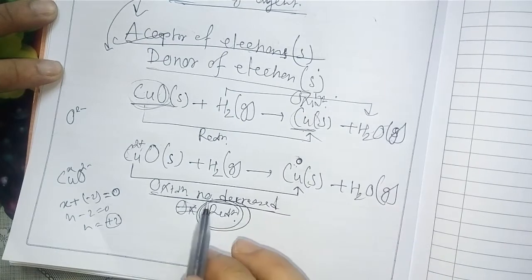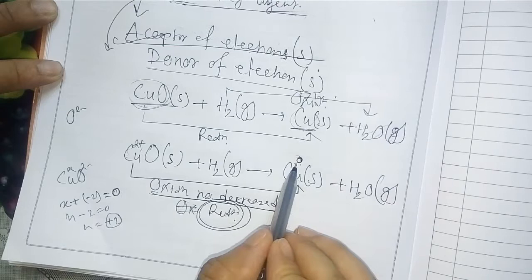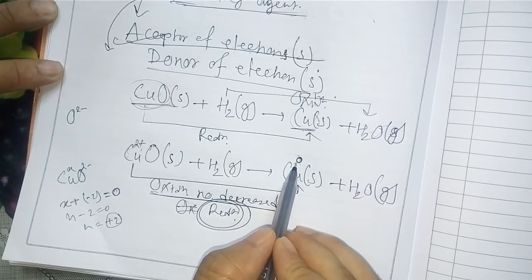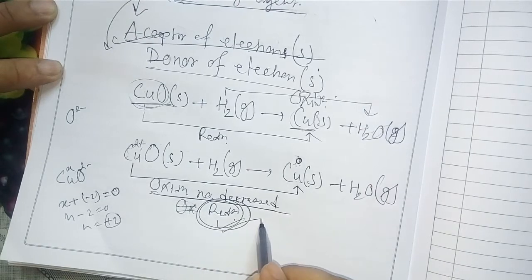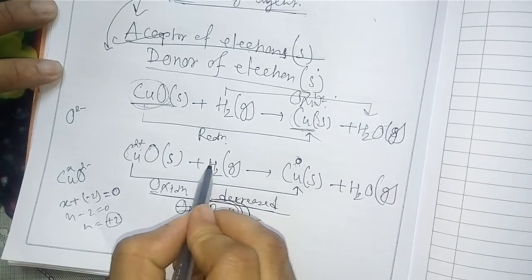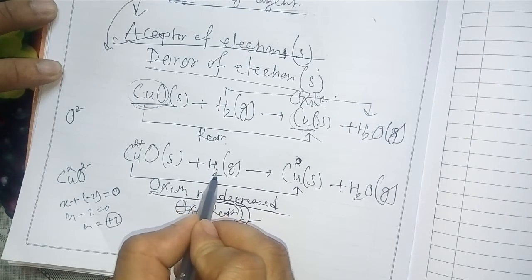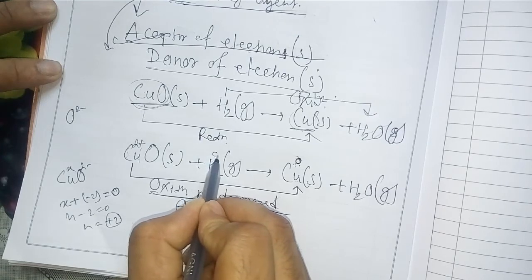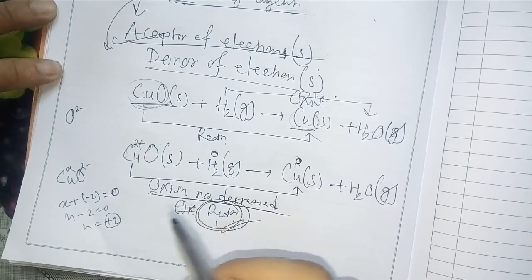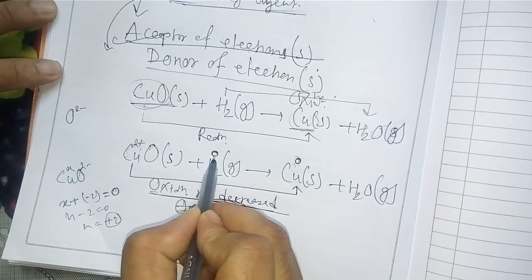According to the electronic concept, here plus 2 to 0, so the oxidation number decreases. If the oxidation number decreases, this is called reduction. Now here, hydrogen is in the elementary state, the uncombined or free state, so its oxidation number is 0.